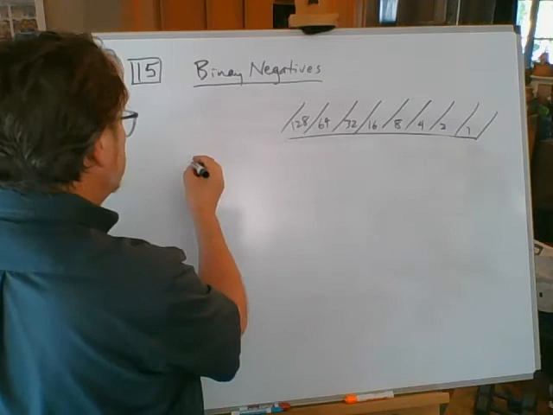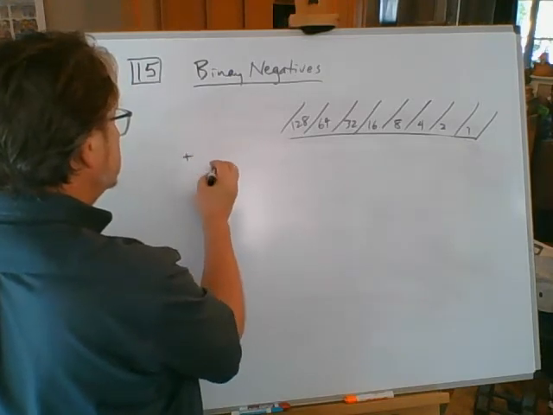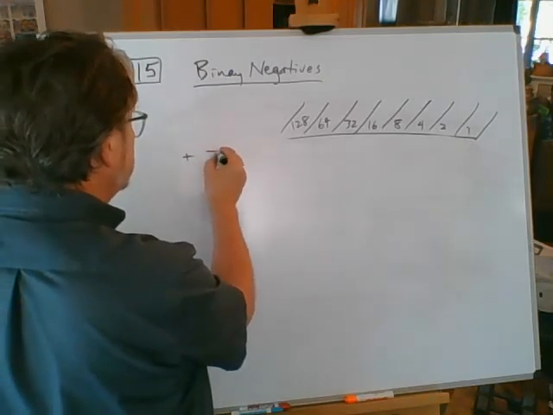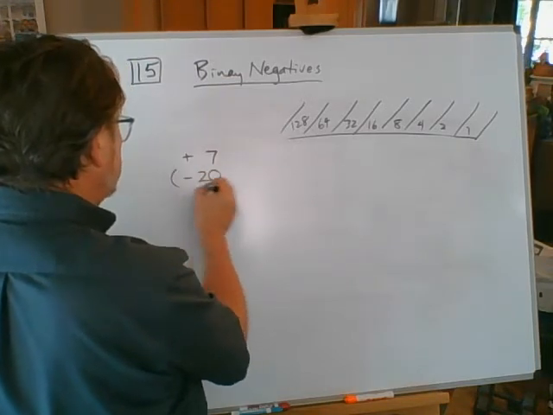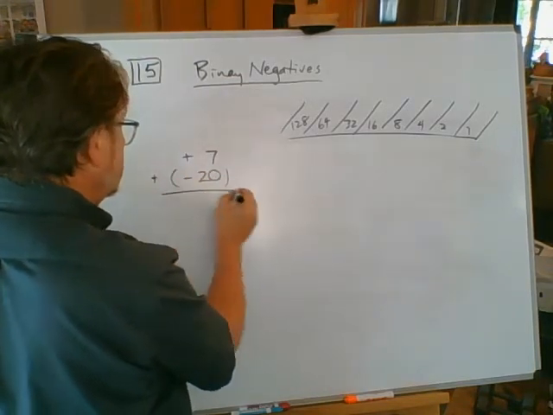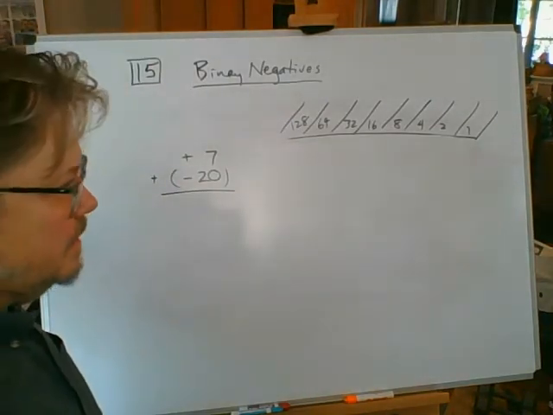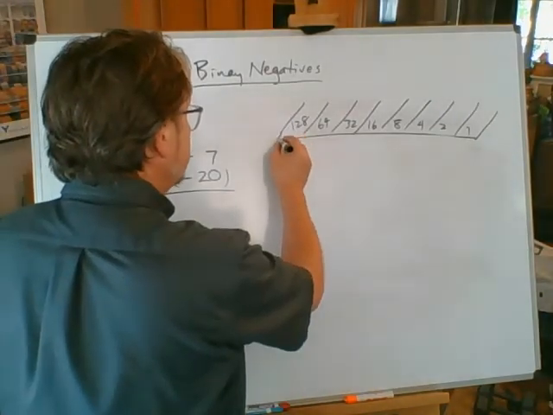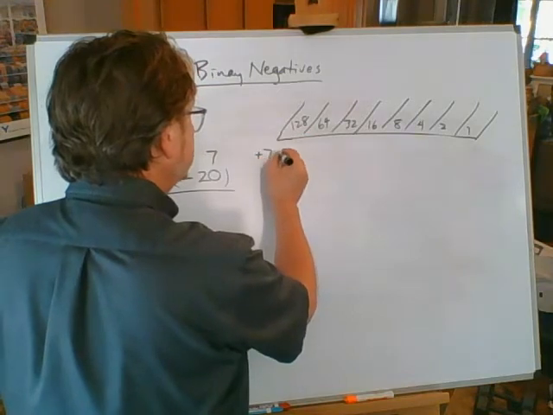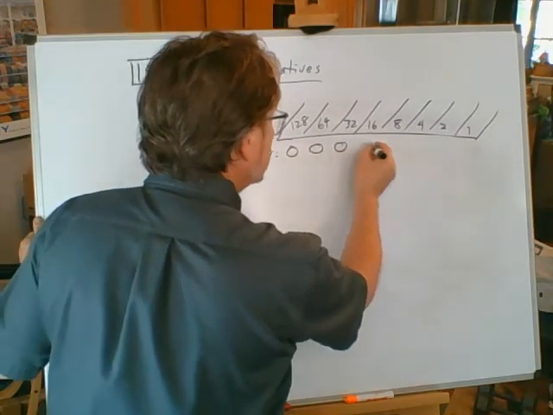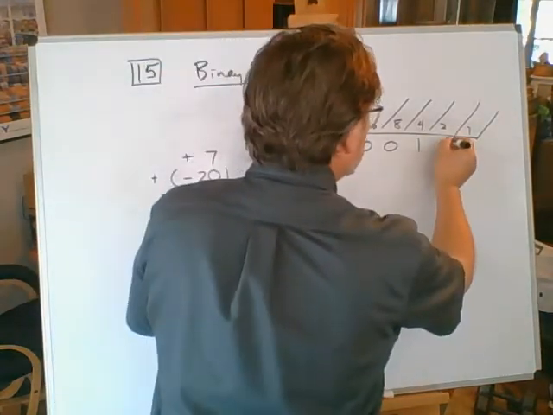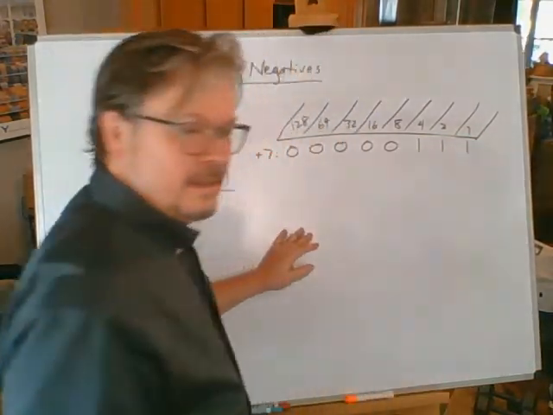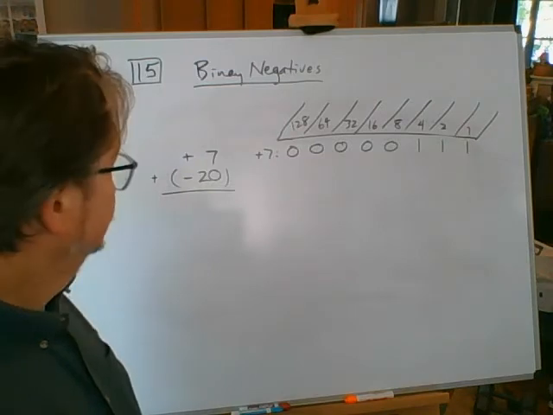What about positive 7 and negative 20? Let's add those up. Positive 7 plus negative 20. Here we go again. Place value chart. Positive 7 is 0, 0, 0, 0, 0, and then 4, 5, 6, 7. There's positive 7.